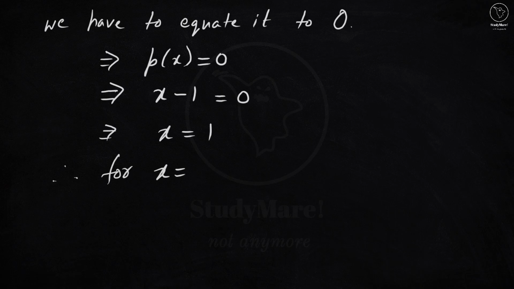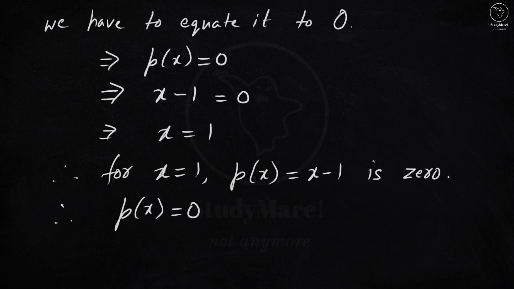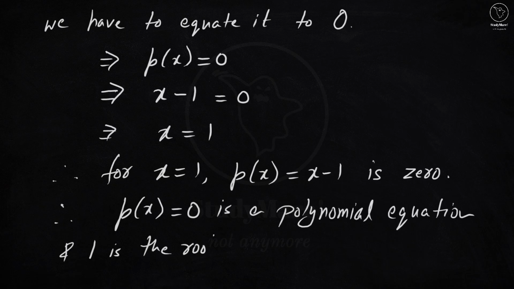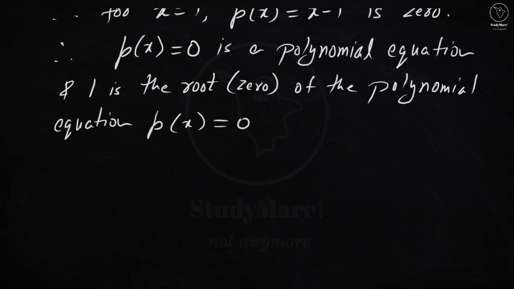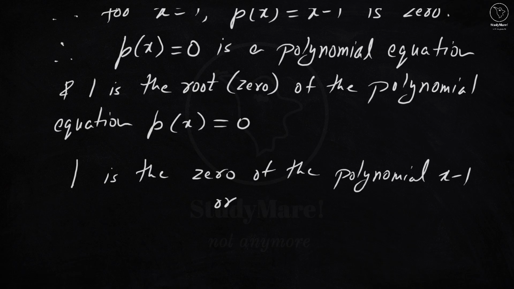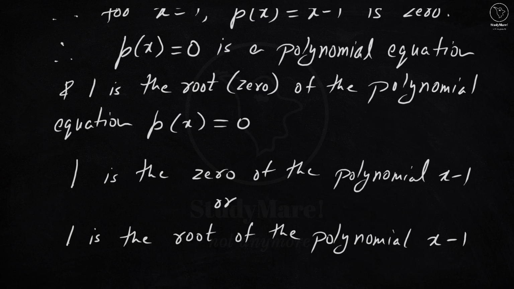Therefore, for x is equal to 1, p(x) is equal to x minus 1 is 0. Therefore, p(x) is equal to 0 is a polynomial equation and 1 is the root or zero of the polynomial equation p(x) is equal to 0. We can say that 1 is the zero of the polynomial x minus 1 or 1 is the root of the polynomial x minus 1.